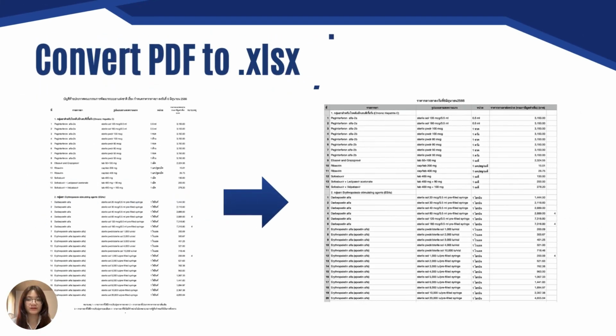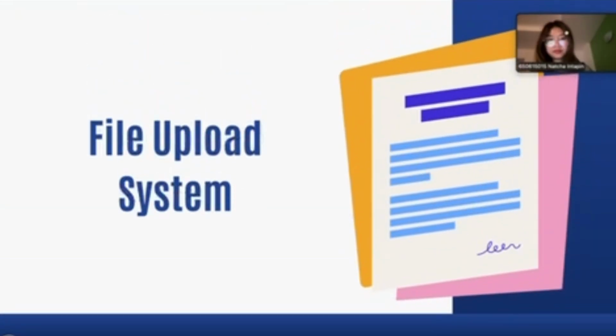Because some files come in the form of PDF, but our project needs to use data in table format, we convert from PDF file to an Excel or CSV file. Next is the file upload system.